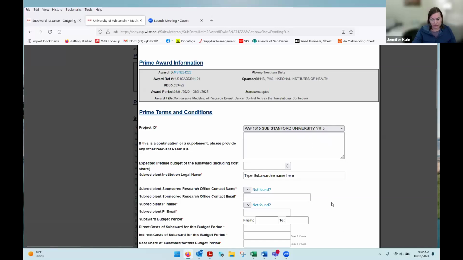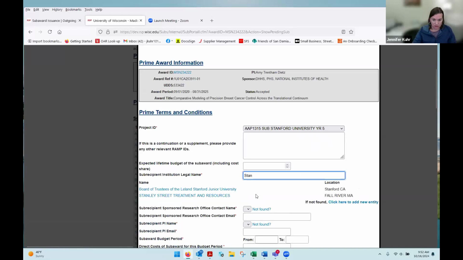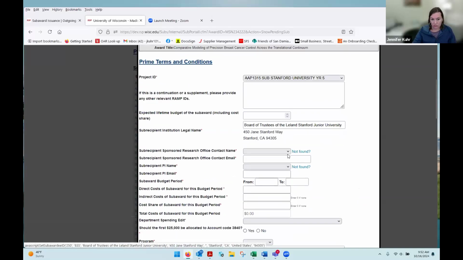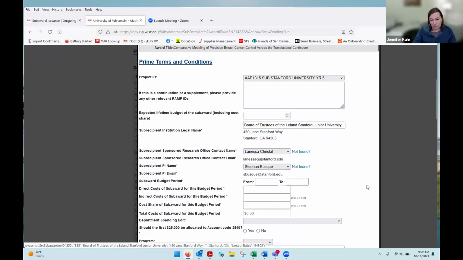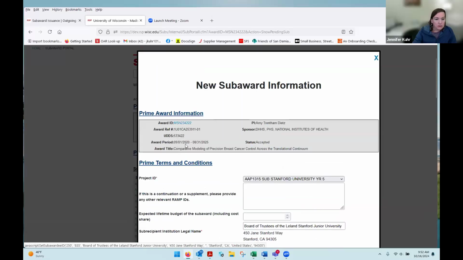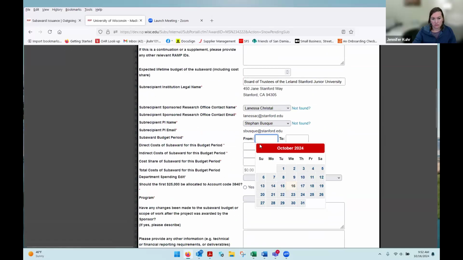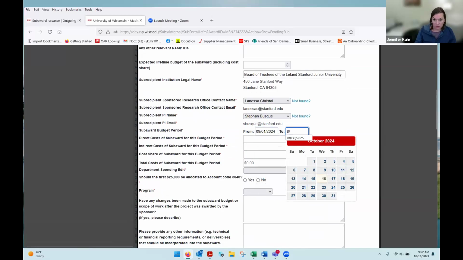So we selected a Stanford subaward, and then we would type in Stanford as our choice. And then we select a contact for this sponsored projects office at Stanford, and then a PI for the project. We do a budget period, and this award is a 9/1 start, so we'll go with 9/1/24 through 8/31.